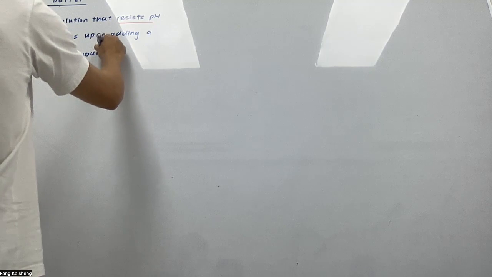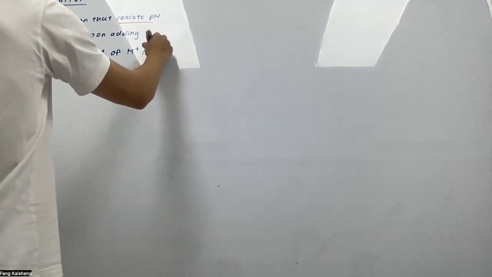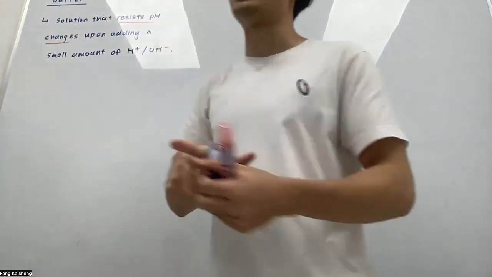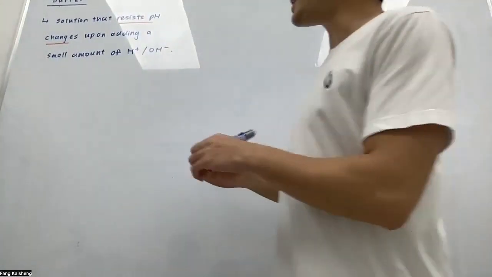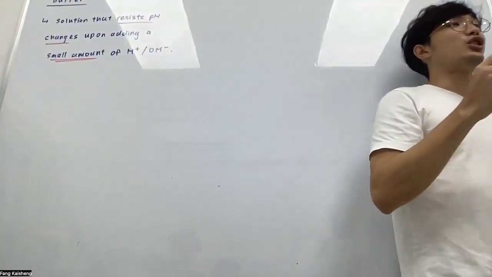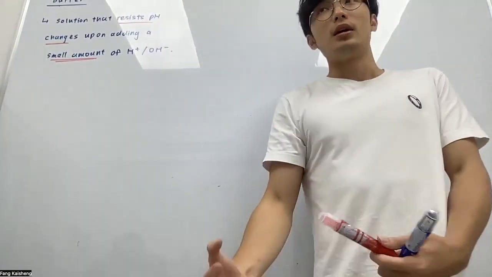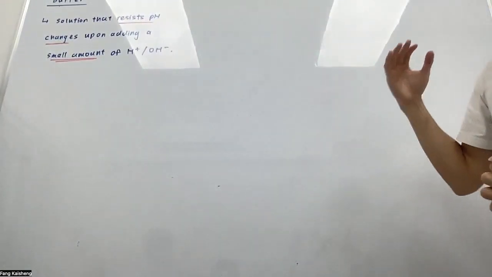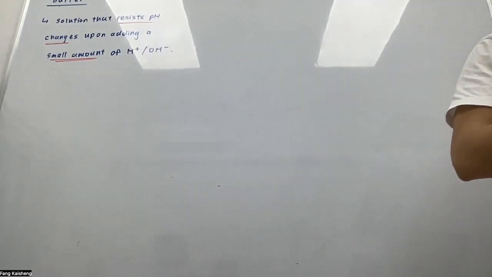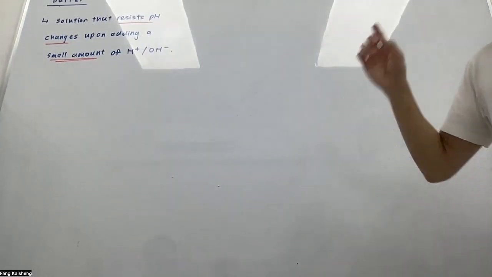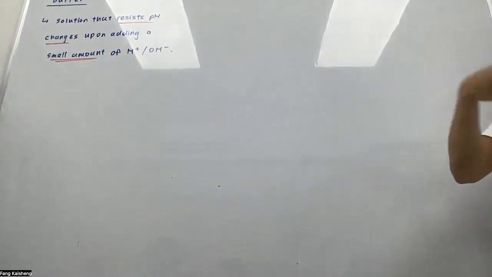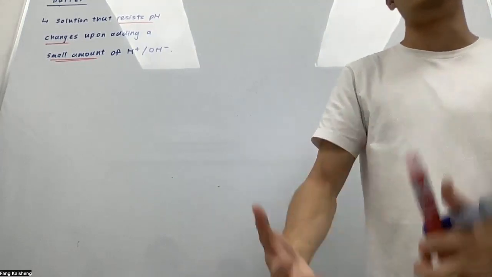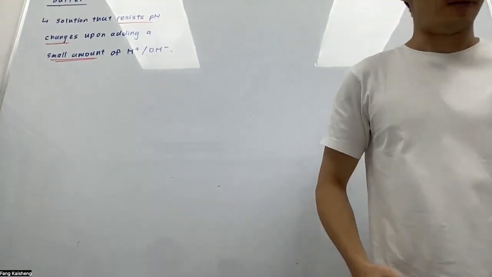The word small amount is very important because there's no such thing as a solution where you can spam H plus and it will never change its pH. You have to understand the word is resist. The word resist means it will change a little bit. It doesn't stay constant. Eventually, when you add so much, there will be a point at which the pH will just change normally. So the buffer can only resist a very small amount of H plus or OH minus. Other than that, if you add too much, it's just going to function like a normal solution. So far okay?